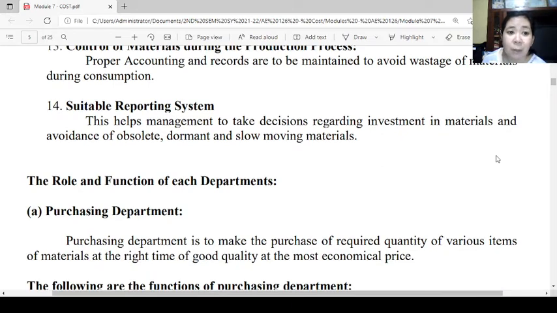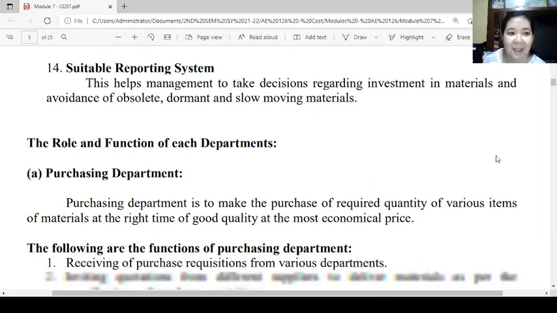Number 14, a suitable reporting system should be established. This will help management to take decisions related to investment in materials and avoid obsolete, dormant, and slow-moving materials, to avoid also losses on the part of the entity.